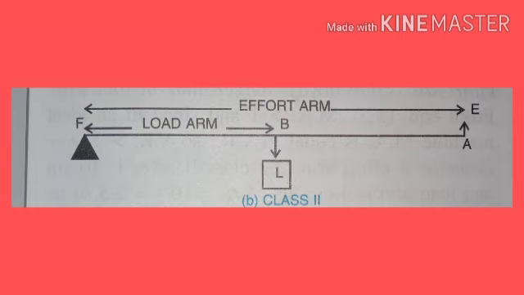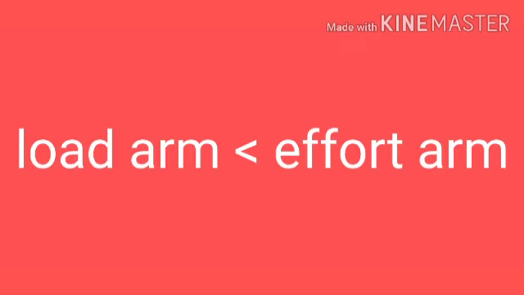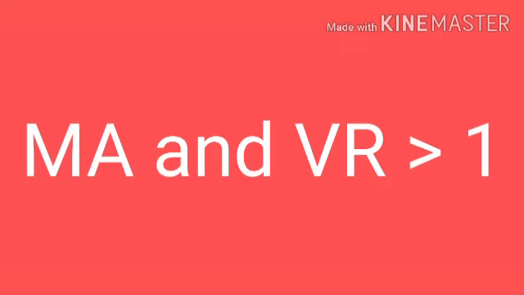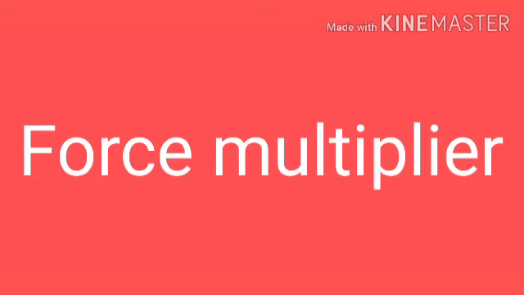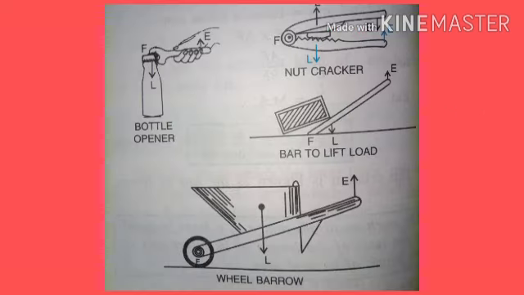And now talking about the second type of lever. In class 2 lever, since load comes in between effort and fulcrum, load arm is always shorter than effort arm. Therefore, MA and velocity ratio both are always more than 1, and this type of lever acts as a force multiplier. A nut cutter, mango cutter, wheelbarrow, they are the examples of class 2 lever. You must have seen how in a nut cracker the hard nut is broken with small effort.